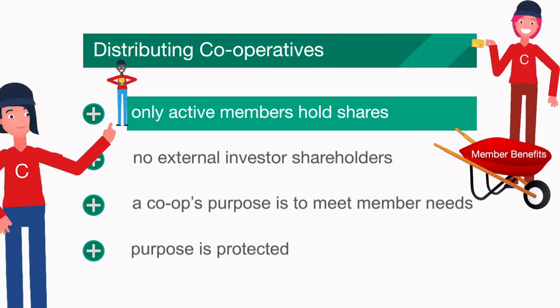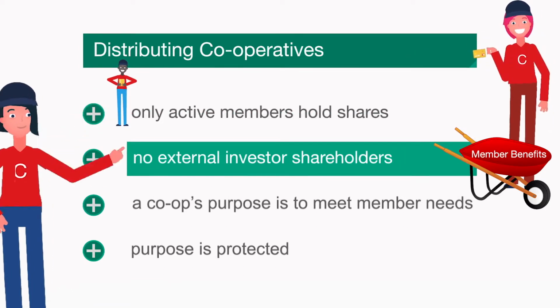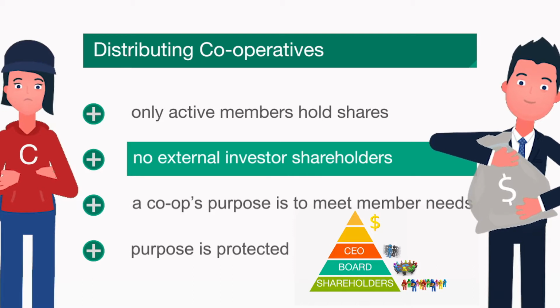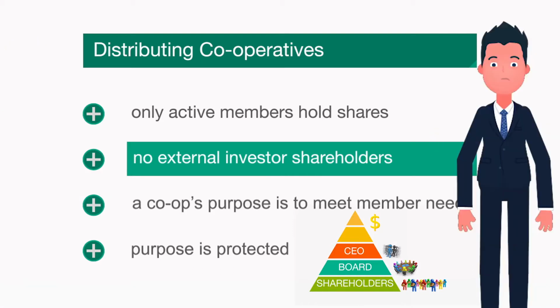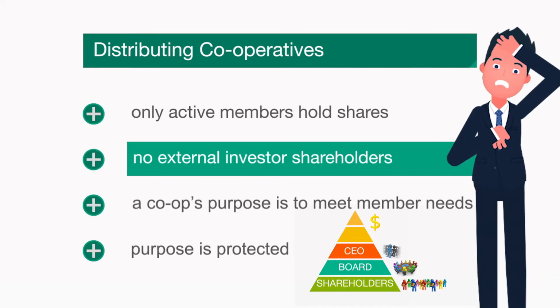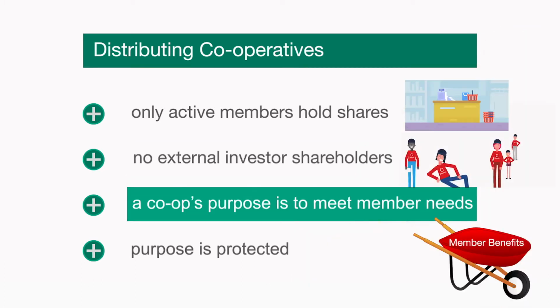Only active members who transact with the co-op can hold shares, and there are no external investor shareholders. Companies strive to maximise profit for shareholders. They prioritise profitable projects and abandon poor performers. By contrast, a co-op's purpose is providing the goods and services its members need. Each service might not turn a profit, but while they can make individual farmer businesses more profitable, they may still be provided.